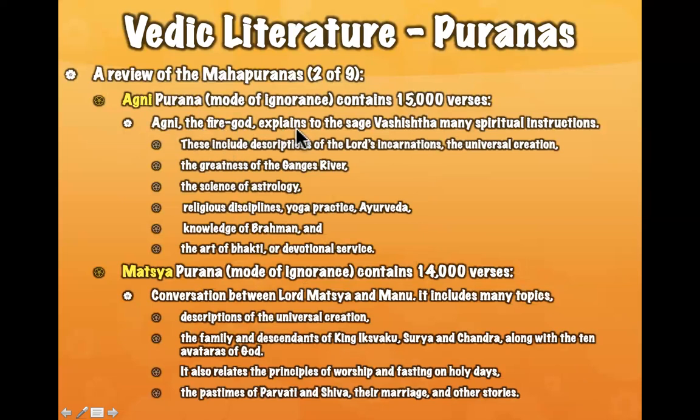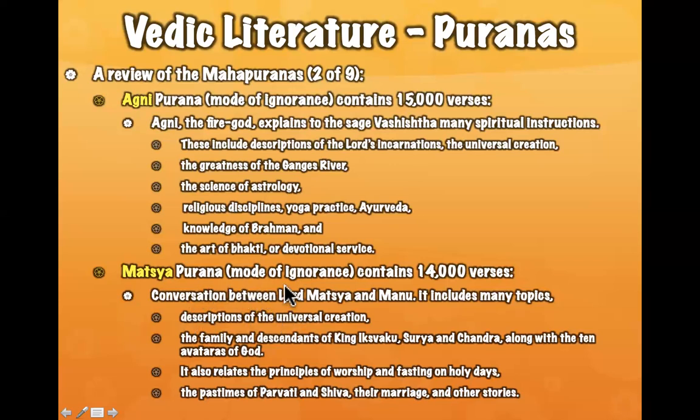Agni, the fire god, explains to the sage Vashishta many spiritual instructions. So Agni is a very powerful devata. These include descriptions of the Lord's incarnations, the universal creation, the greatness of the Ganga, science of astrology, religious disciplines, yogic practices, Ayurveda, knowledge of Brahman, the art of bhakti or devotional service.